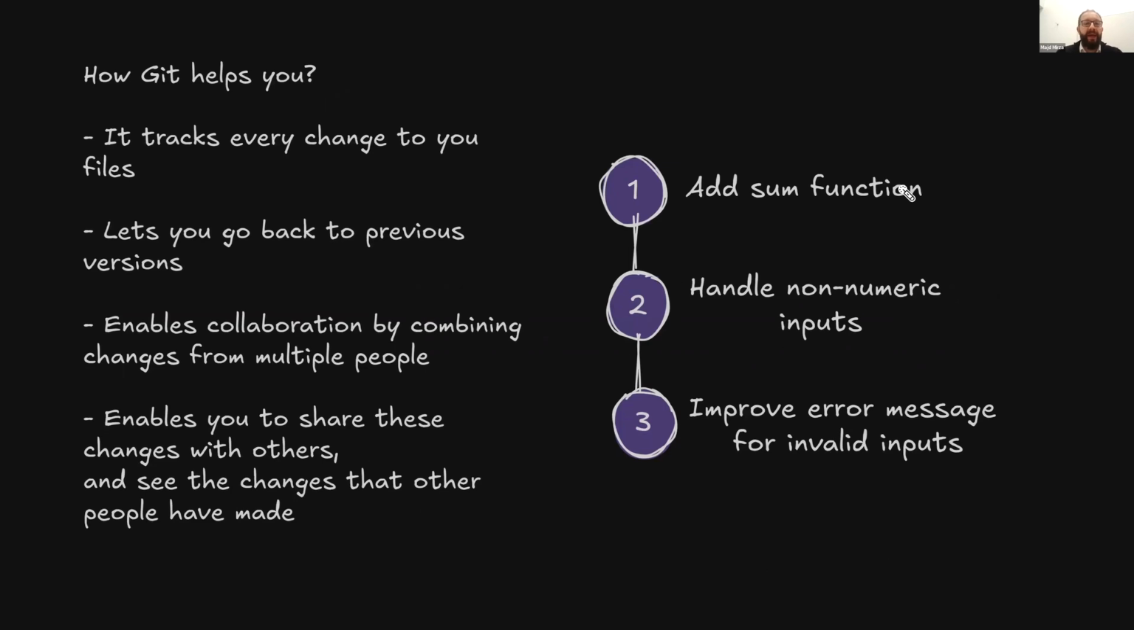So basically, Git helps you to track every change to your files. It lets you go back to previous versions, but it also enables collaboration by combining the changes from multiple people. So you can not only work on your own files, you can share not only the files, but the whole changes and the history of the files with others. And that's where the whole power comes in, where you can share the changes with others and also see the changes that others have made.